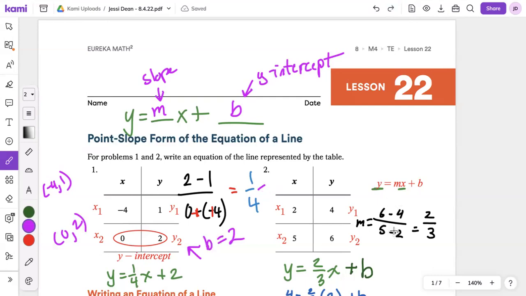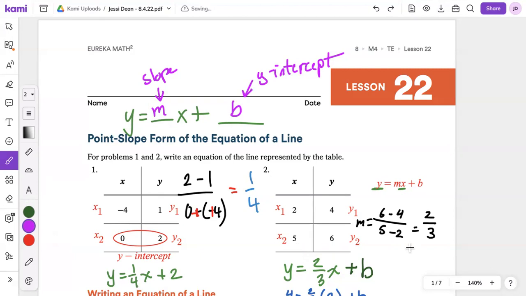When they don't give us the y-intercept, it gets a little bit trickier. So that's what's going on in number 2. So number 2, we can find the slope the same way. y2 minus y1 over x2 minus x1, 6 minus 4 over 5 minus 2 gives us a slope of 2/3. But we don't know what the y-intercept is because it doesn't give us a value for x equals 0. And so that means we need to figure that out on our own.